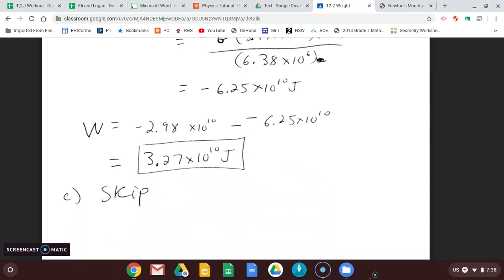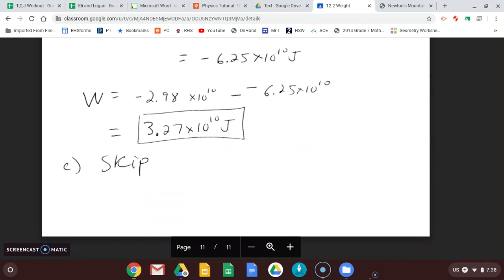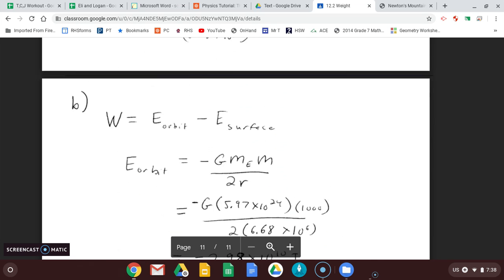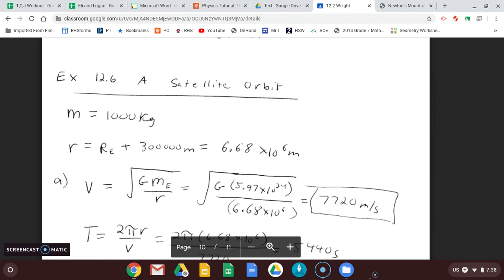And I'm not really concerned about part C in the problem. You now have enough information to go and work on some problems from these sections.